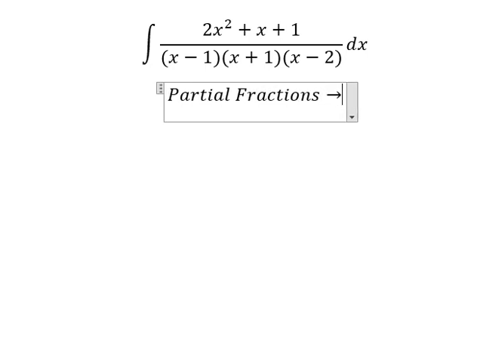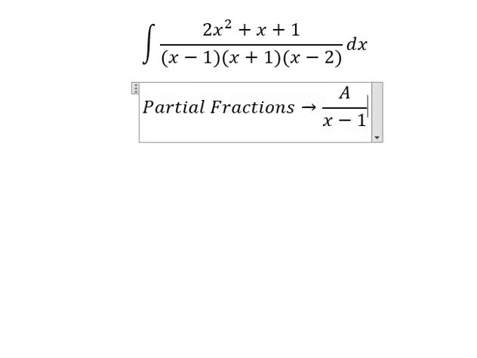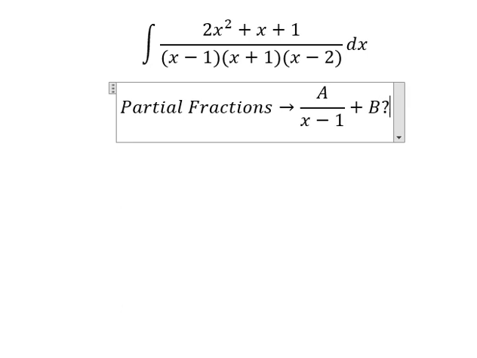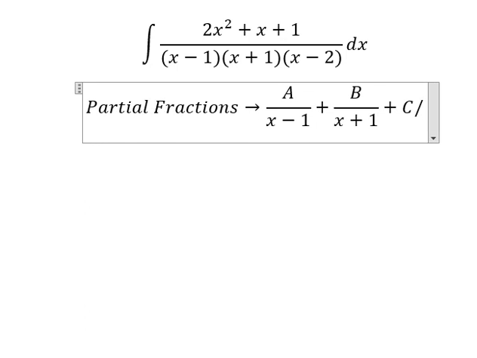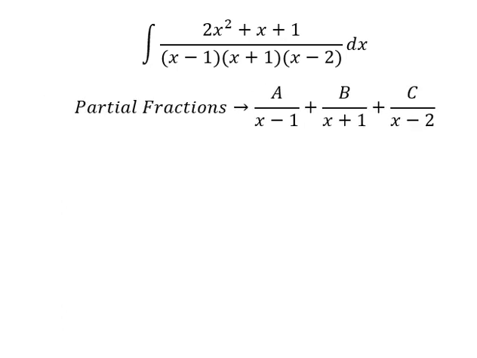So I will put capital A over s minus 1, capital B over s plus 1, capital C over s minus 2. Next, we do common denominator.